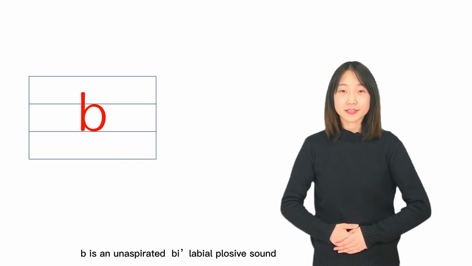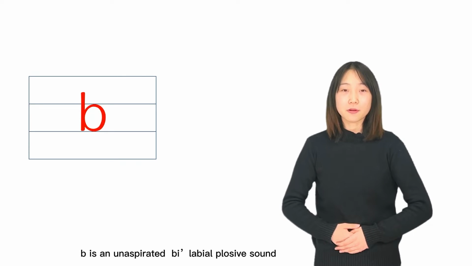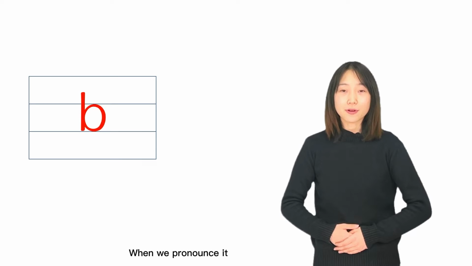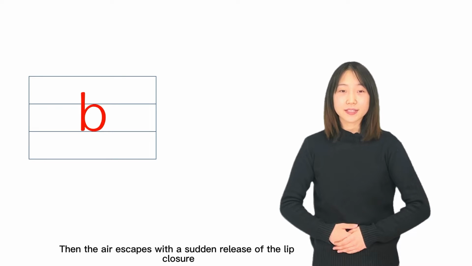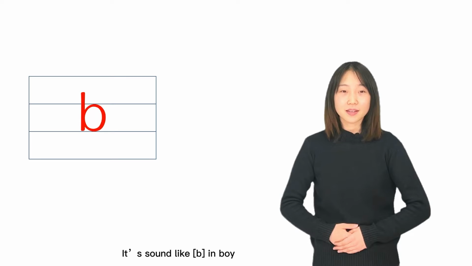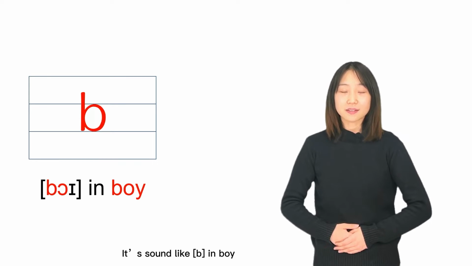The first one is bo. Bo is an unaspirated bilabial plosive sound. When we pronounce it, long air is compressed by the closure of the lips. Then, the air escapes with a sudden release of the labial closure. It sounds like bo in boy.